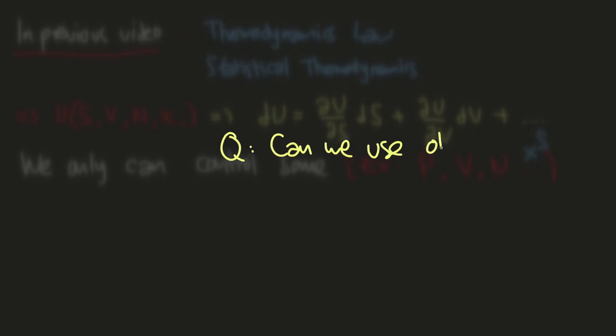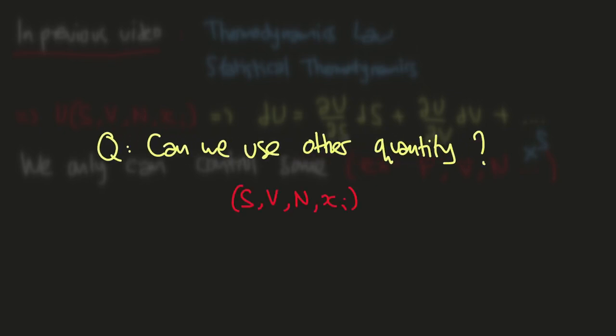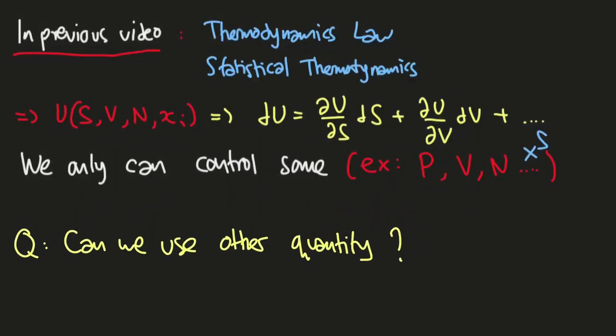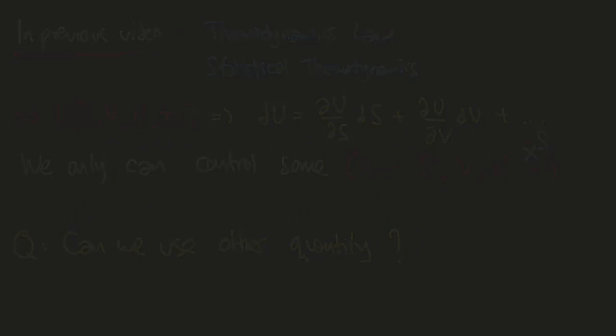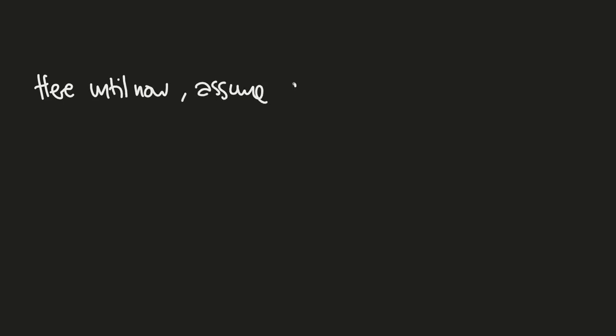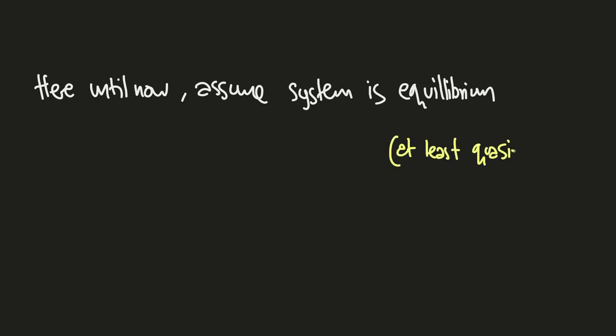Can we use another quantity instead of U to avoid these uncontrollable variables? The answer to this question is the goal of this video. So let's start this video by remembering that until now, we assume that the system is in equilibrium, or at least nearby equilibrium, or for some simple cases quasi-static.